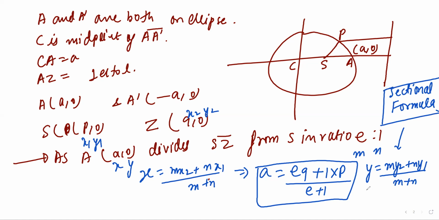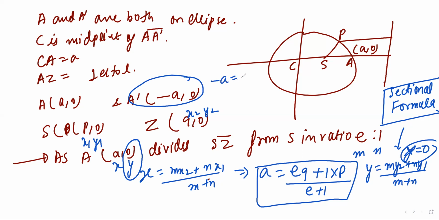So it will be y, where the value of y is 0 here. So right here 0, or we can take the negative part of it. No need to find y, it will be directly 0. So again find x dash for this one. So here it is minus a, and the y coordinate will be same. So it will be minus eq plus p divided by minus e plus 1, right?